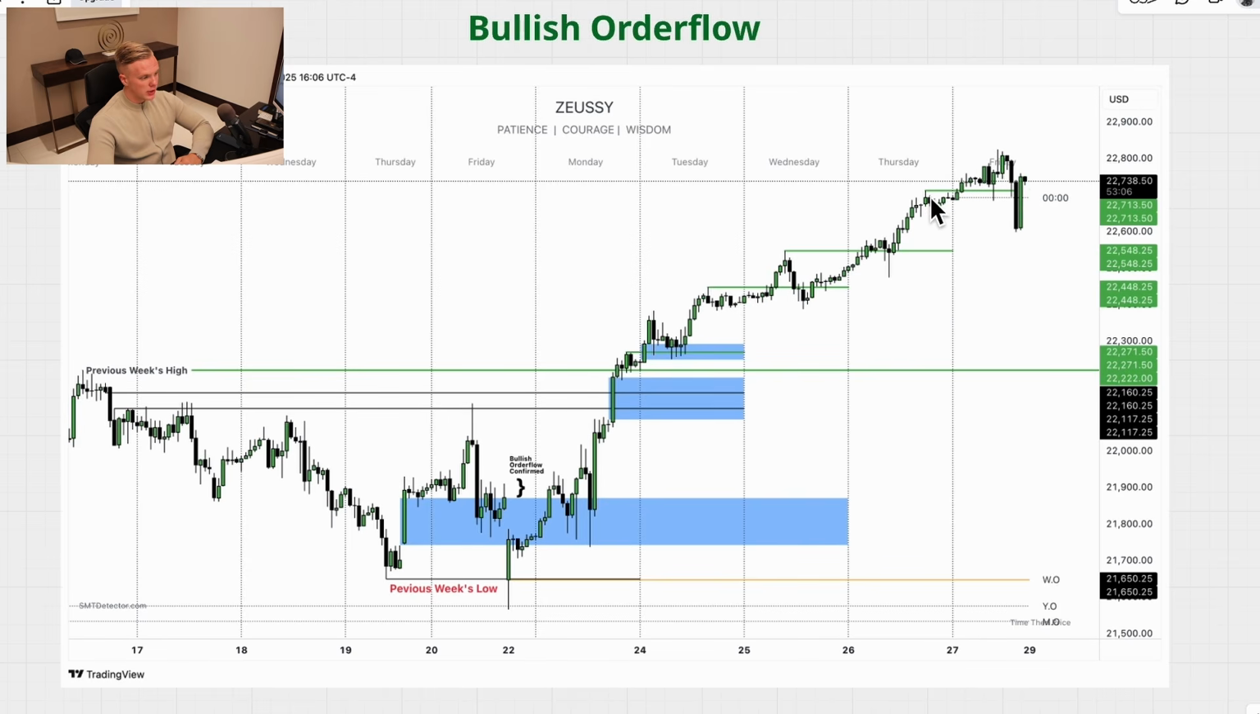Notice that we eventually form the high of Thursday right here after the market expanded away from that Wednesday high. And we see the market displace above that Thursday high. What do you notice? Again, a bullish fair value gap displaces us through that Thursday high. On Friday, we see a retracement taking place into that bullish fair value gap, and we see the market have one more push towards the upside before forming the weekly high and eventually retracing lower.